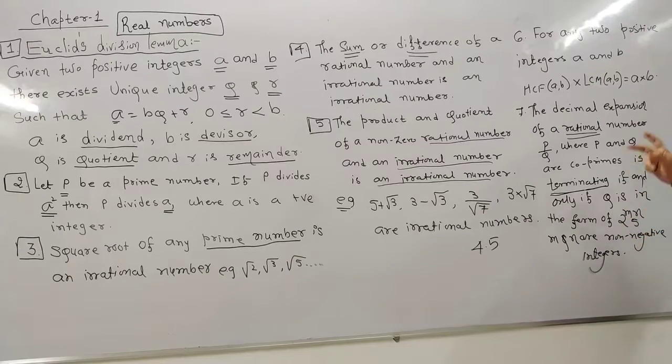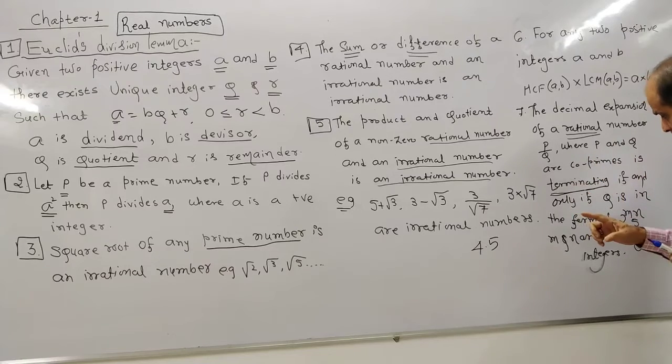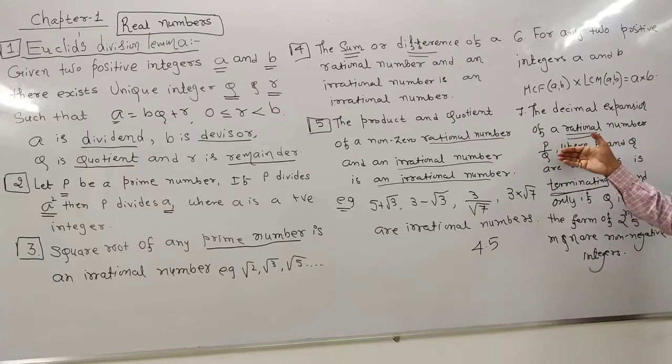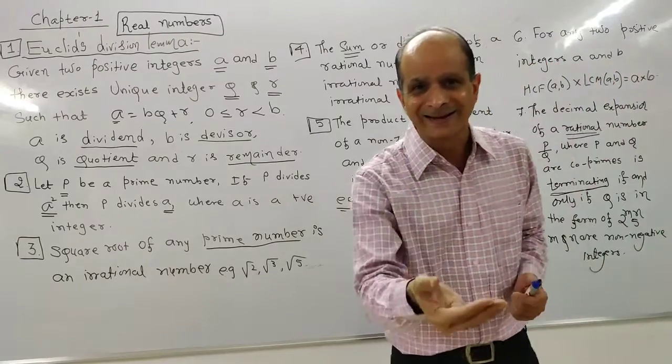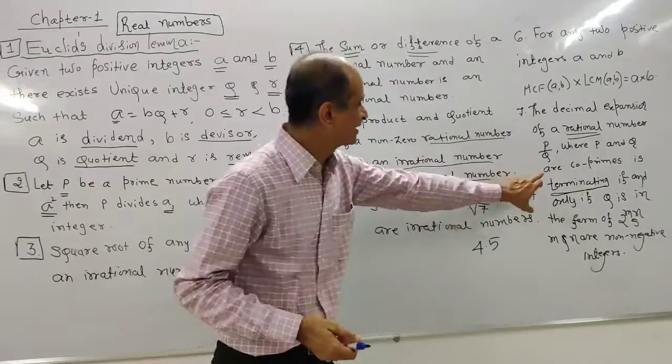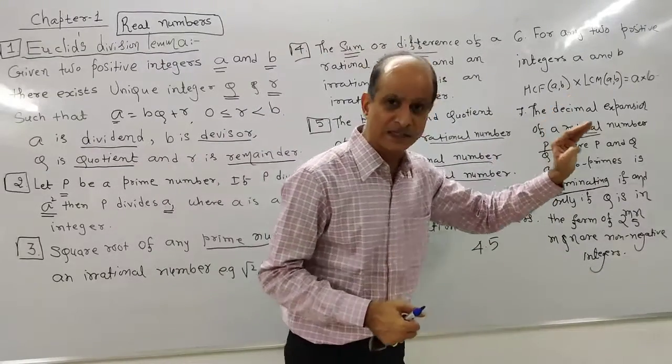raised to n. So, first of all, you have to check whether P and Q are co-primes or not. There should not be any common factor in P and Q. Then they are known as co-primes. Now analyze the denominator, that is Q. If Q is in the form of 2 raised to m and 5 raised to n, where m and n are non-negative integers, that means the denominator is in the form of 2 and 5, then it is known as terminating decimal expansion.